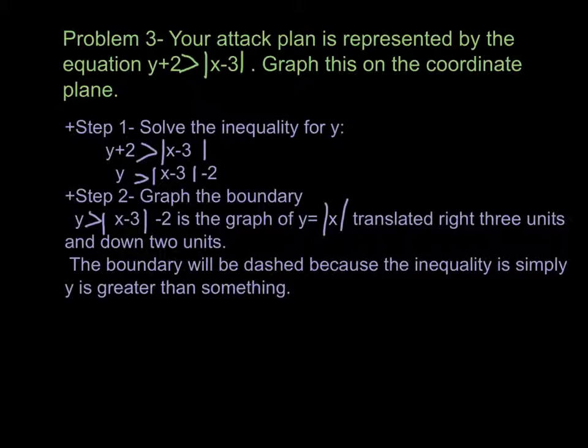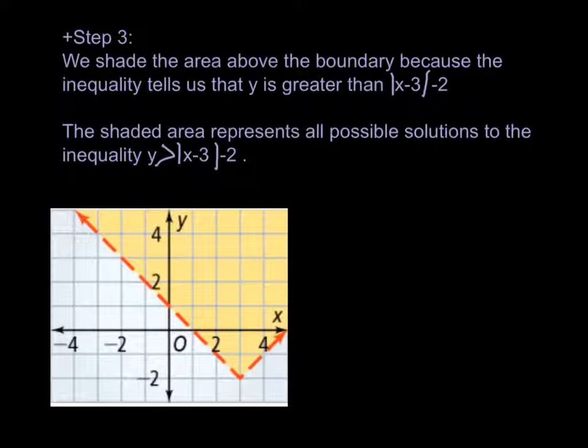Solving for y will give us the inequality y > |x - 3| - 2. Do you remember transformations? If not, the new inequality's boundary will be the graph of y = |x|, translated to the right 3 units and down 2 units. The boundary will also be dashed because the inequality is simply y greater than |x - 3| - 2. In this problem, we will shade the area above the boundary because the inequality tells us that y is greater than |x - 3| - 2.